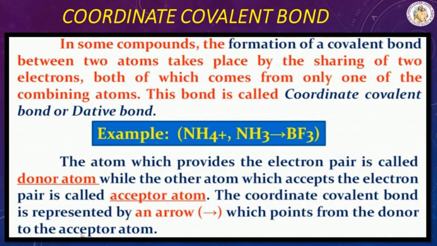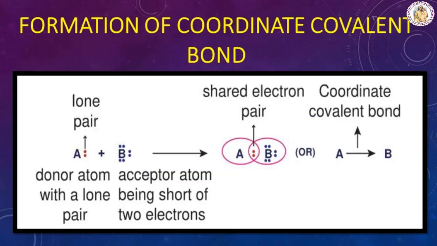The atom which provides the electron pair is called what? Donor atom. The atom which accepts the electron pair is called what? Acceptor atom. So this coordinate covalent bond is represented by an arrow which points from the donor to the acceptor atom.